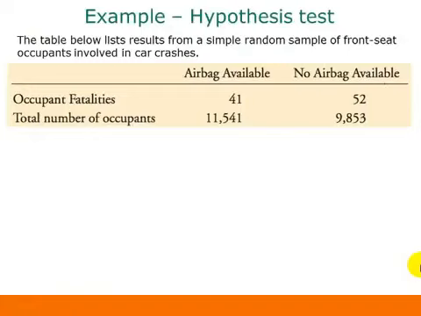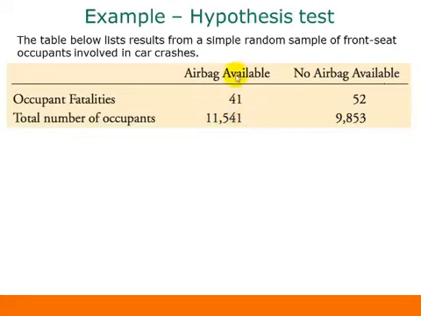Okay, now let's go through a whole example of doing a whole hypothesis test. So we've got some sample data here. This is a simple random sample of front seat occupants involved in car crashes. So the car either had an airbag available or didn't. And we have here in the table the number of occupant fatalities out of the total number of occupants.